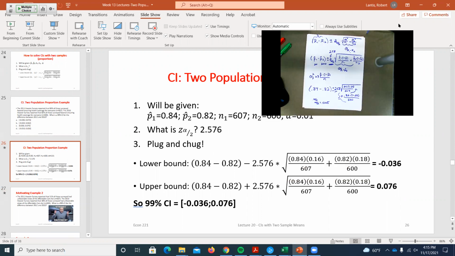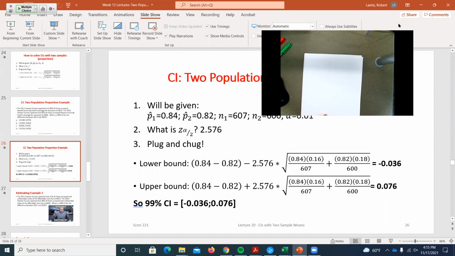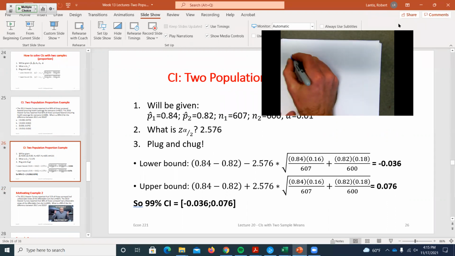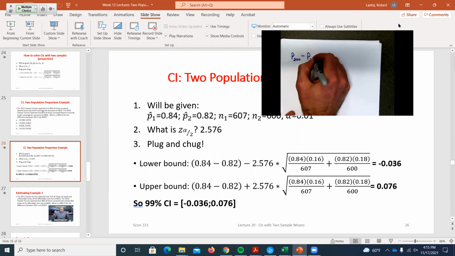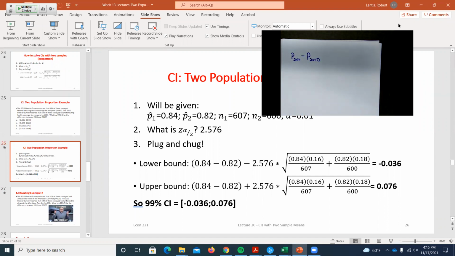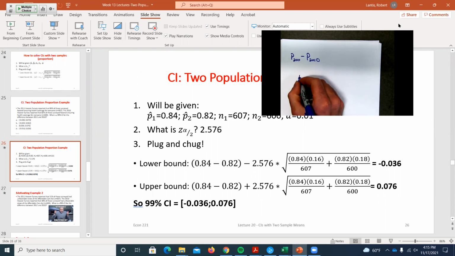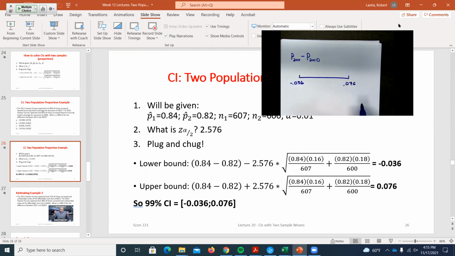So let's think about here. Remember, I was doing 2011 minus 2010. So I was thinking about what's the true difference between 2011 proportion and 2010's proportion of people who favored healthcare coverage for everyone. I then found my upper and lower bound, right? So negative 0.036 and 0.076. So with 99% certainty, right, we built a 99% confidence interval. The true difference between these proportions is somewhere in this range. So what can I say has happened to the proportion of people who favored healthcare coverage for everyone?